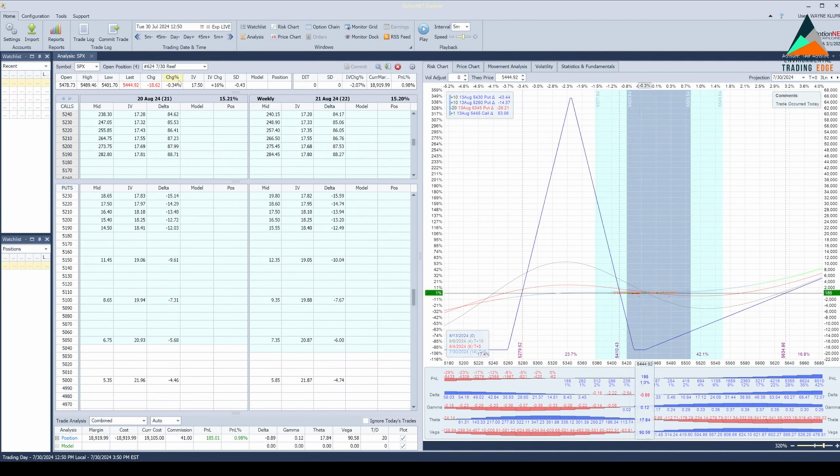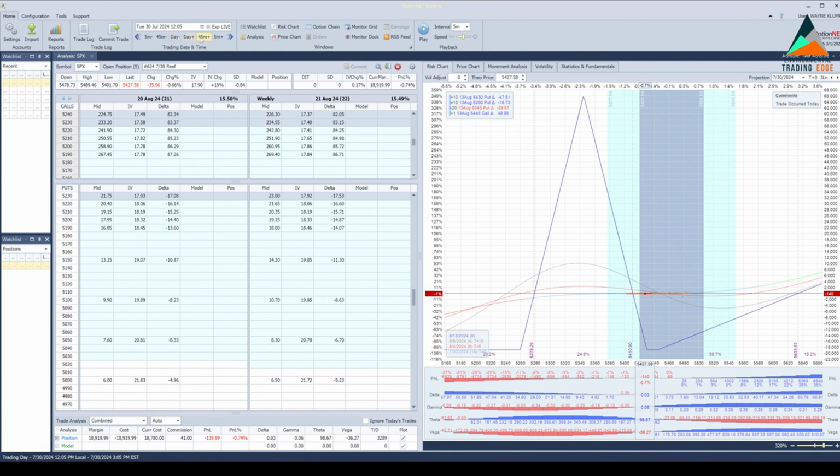So this is relatively my entry back here at 12:06, so we can go back to the exact time period and we can talk about entry. First things first, we're going to do entry. So let's go 5 minutes.